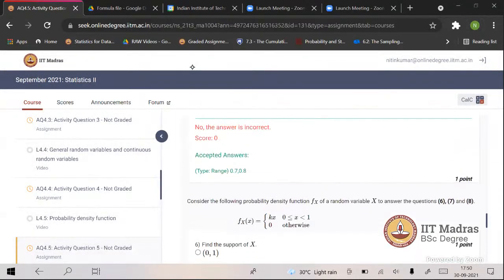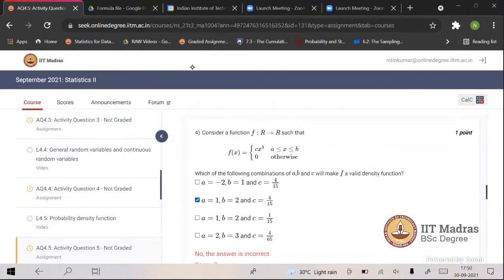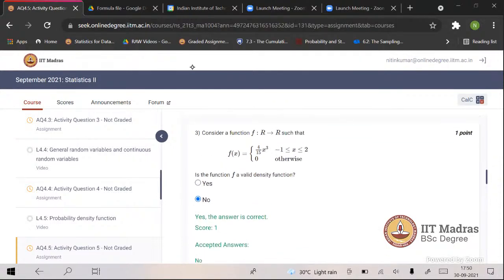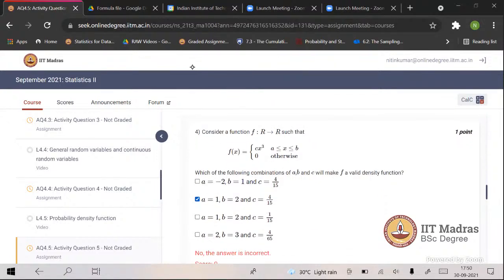So whenever you're checking whether a given function is a valid density function or not, you need to verify all three properties. So in this case, it is not satisfying the first property. That's why this is not a valid density function. Okay. Now look at the fourth question.